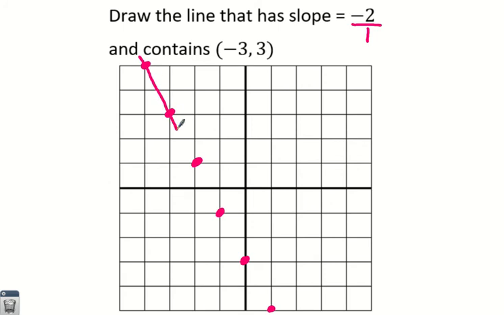And oh gosh, my shadow is getting in the way of what I'm doing. Can't see where I'm drawing it. Maybe if I go the other way, my shadow won't. It's a little better, I guess.